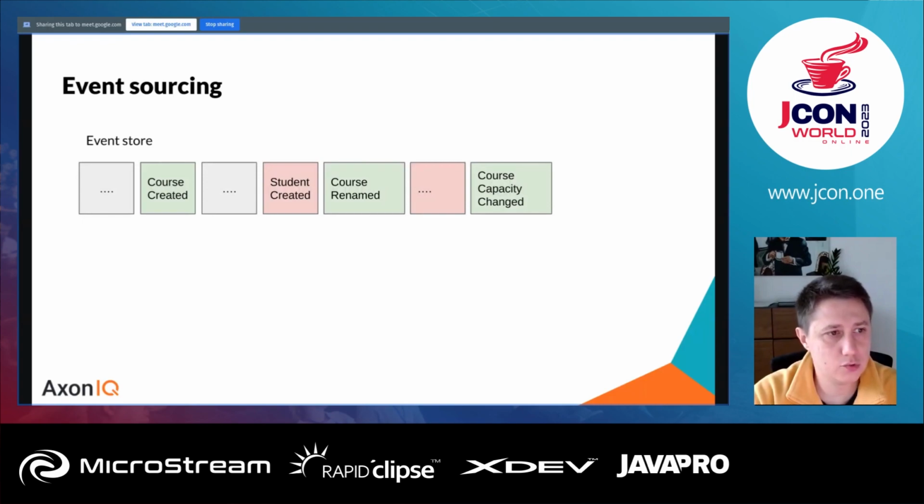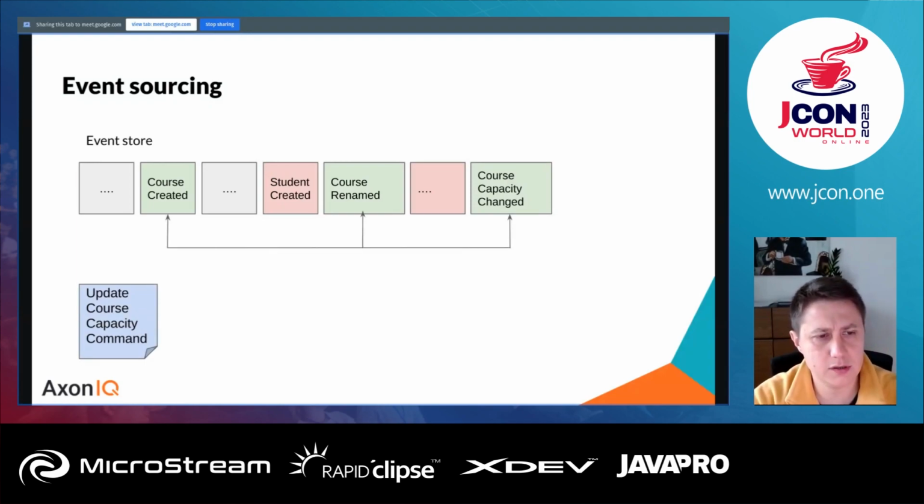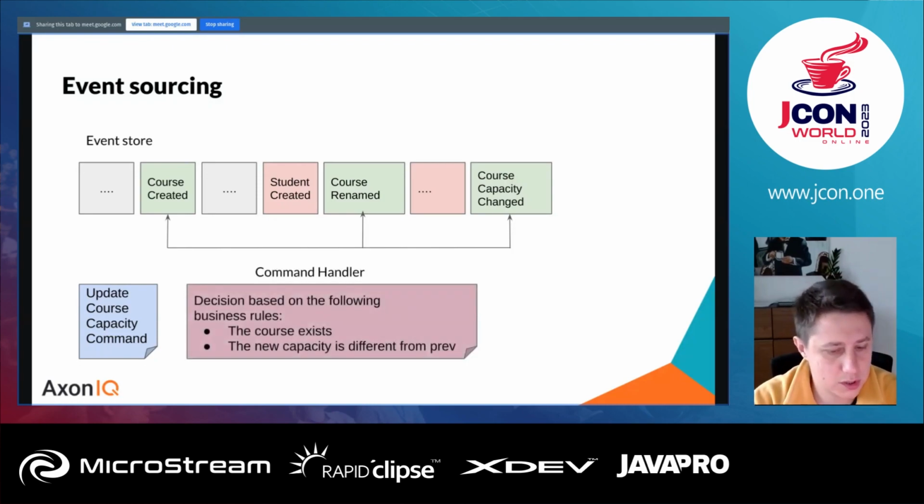When it comes to practice, this is what it would look like. So here we have an event store that has some events related to the course and related to the student. There is a necessity for us to handle the update course capacity command. Previously, we needed to go to the event store and load all these events. So course created, course renamed, and course capacity changed. But when we take a look at our requirements, what our message handler, command handler in this case, needs to do, it basically needs to check whether the course exists, and it needs to check whether the new capacity is different from the previous one.